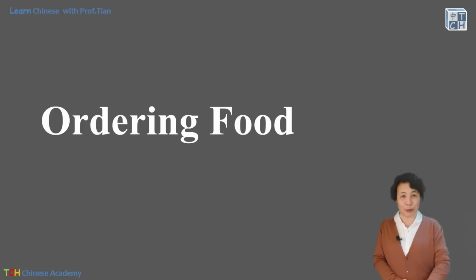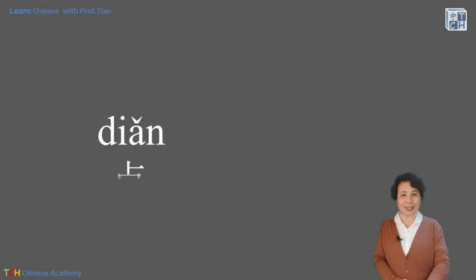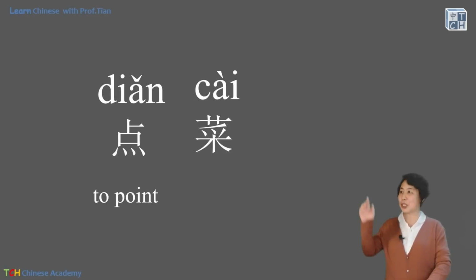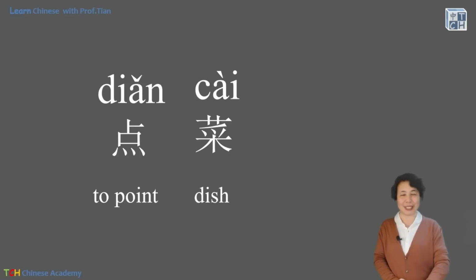To order food in Chinese means 点菜. So 点菜, what does that mean? 点 is to point. Literally it means just to point. Or like this, point the menu. So that is 点. And 菜 means the dish. So by pointing the dish, actually you are ordering your dish. I think it's very vivid and it makes sense.